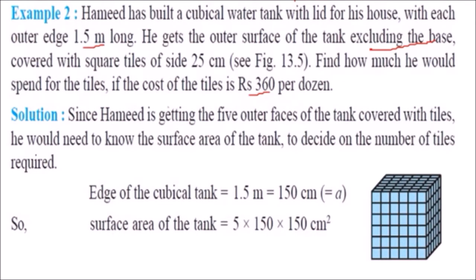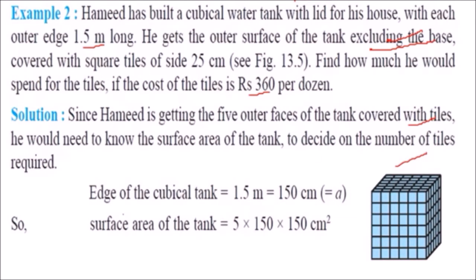So since Hamid is getting 5 out of 6 faces covered, he is leaving out the base. So he is getting 5 outer faces of the tank covered with the tiles. So he would need to know the surface area of the tank. So how to know that? To decide the number of tiles required.